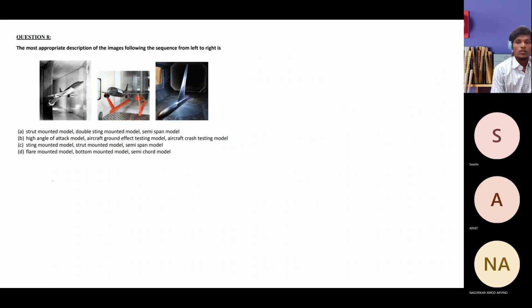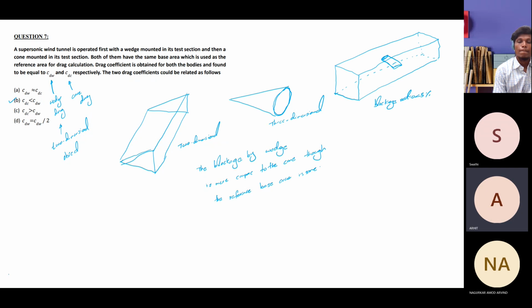So Arhit, can you answer this question? Yes, sir, in the last question, one thing I didn't understand. You told the blockage by wedge is more compared to the cone, though the reference base area is same. Why? You are attaching the wedge to the two side walls. The wedge is two-dimensional. We are spanning from left to the right. Okay, yes, sir. Got it.